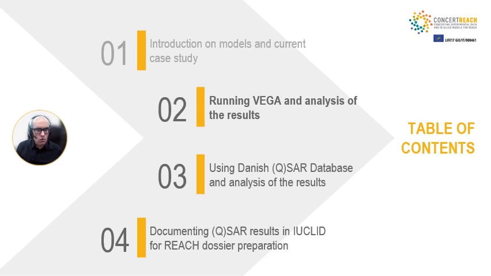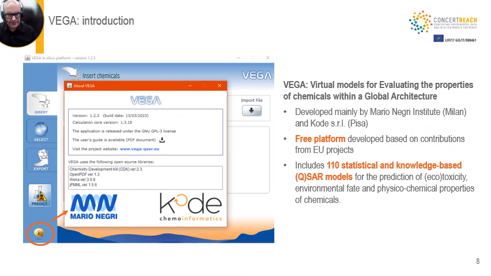So we can now move to how to run VEGA and to analyze the results. VEGA is a freely available platform developed based on contribution from EU projects by Mario Negri Institute and Kode in Italy. It currently includes 110 statistical and knowledge-based QSAR models for prediction of ecotoxicological, toxicological, environmental fate, and physicochemical properties of chemicals.